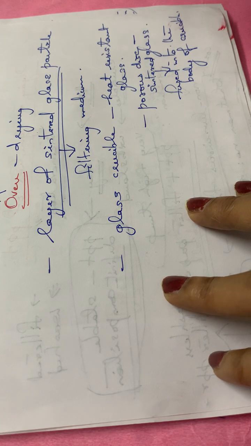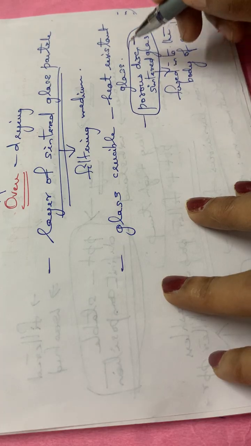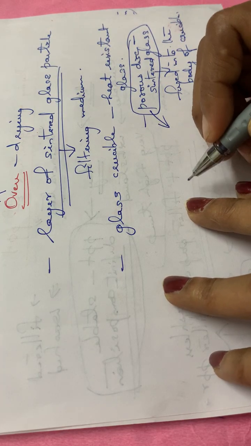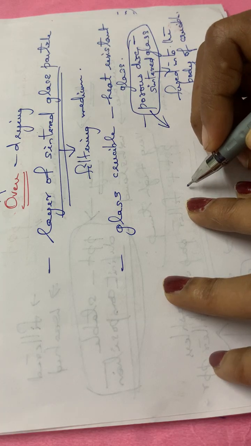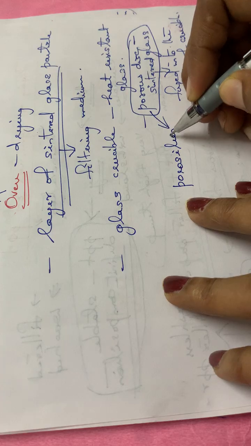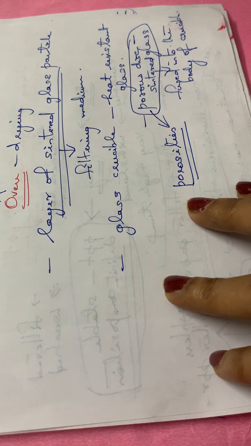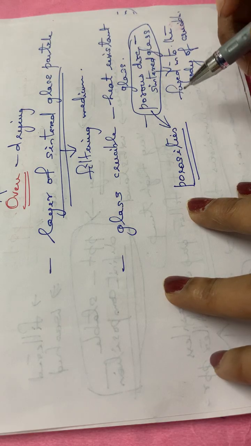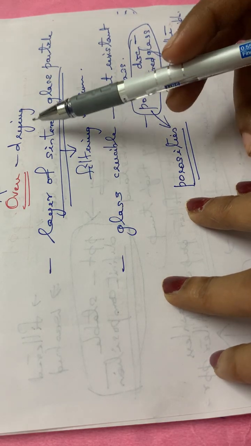So here this porous disc, or the filter disc, has several different porosities. Porosities means it is acting as a filtering medium. Okay, so this is about the sintered crucible.